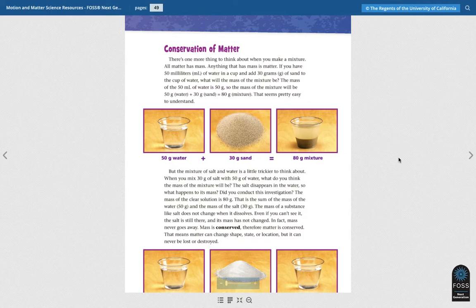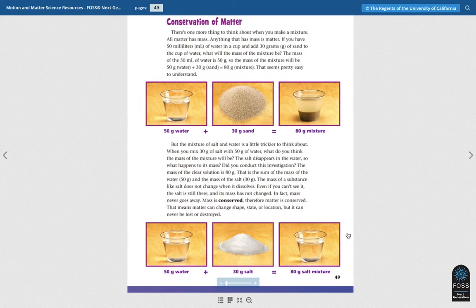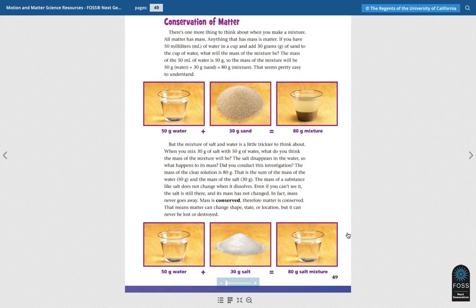But the mixture of salt and water is a little trickier to think about. When you mix 30 grams of salt with 50 grams of water, what do you think the mass of the mixture will be? The salt disappears into the water, so what happens to its mass? Did you conduct this investigation? The mass of the clear solution is 80 grams. That is the sum of the mass of the water and the mass of the salt. The mass of a substance like salt does not change when it dissolves.